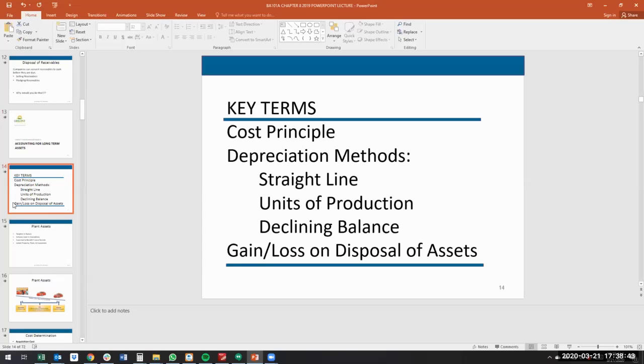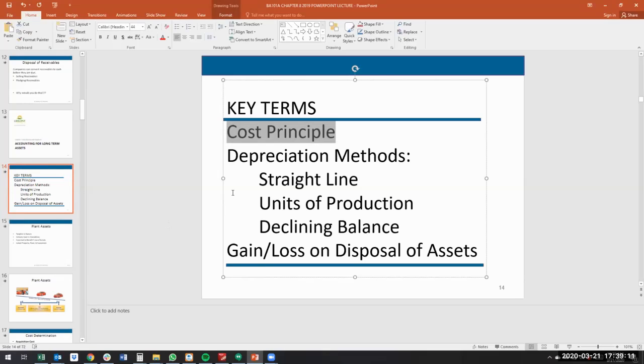So some key terms to reiterate and make sure at the end of this you know: the cost principle. Remember, long-term assets change in value over time. Some go up in value, like land and buildings generally. Some go down in value, and some are volatile. We always record an asset at its cost. That's called the cost principle. So whatever we paid for it is what's going to be on our books.